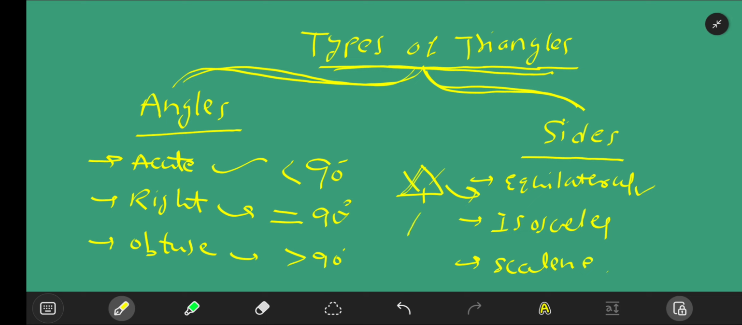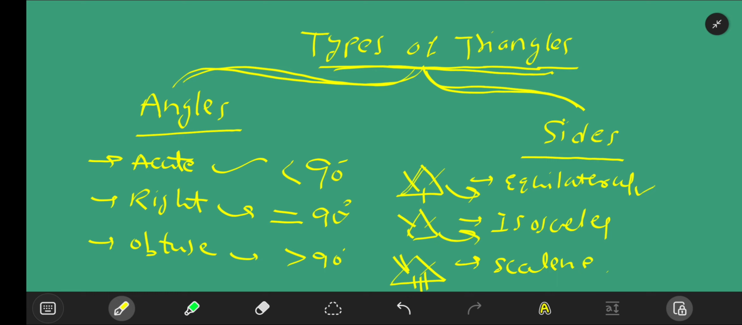And isosceles triangle means any two sides must be equal. Any two sides will be equal. So that type of triangle we call isosceles triangle. And scalene triangle means all three sides are of different length. All three sides are of different length.